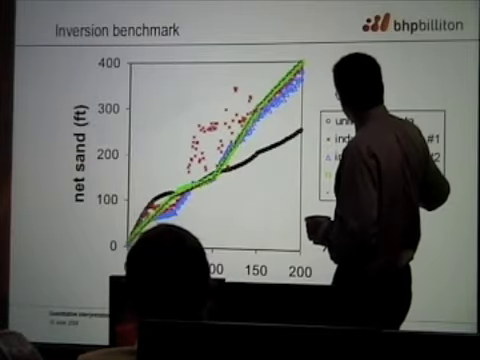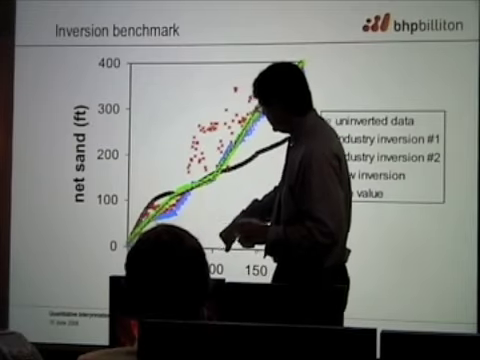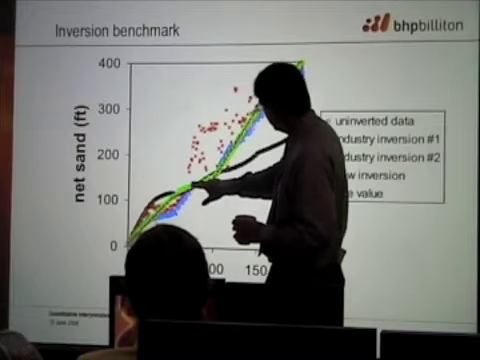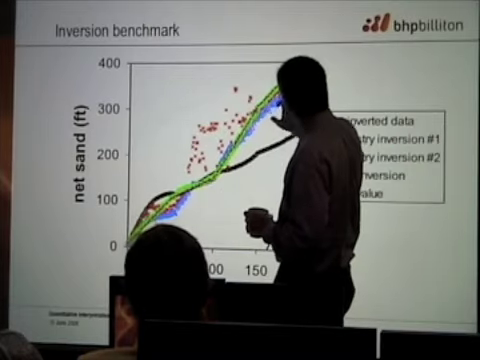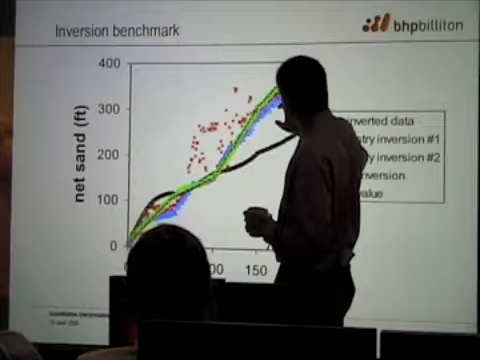Jason Geophysical is industry inversion number 2, which is the blue line. You see it has some problems right here as you approach tuning. It has a bit of bias when you come up to the thicker.